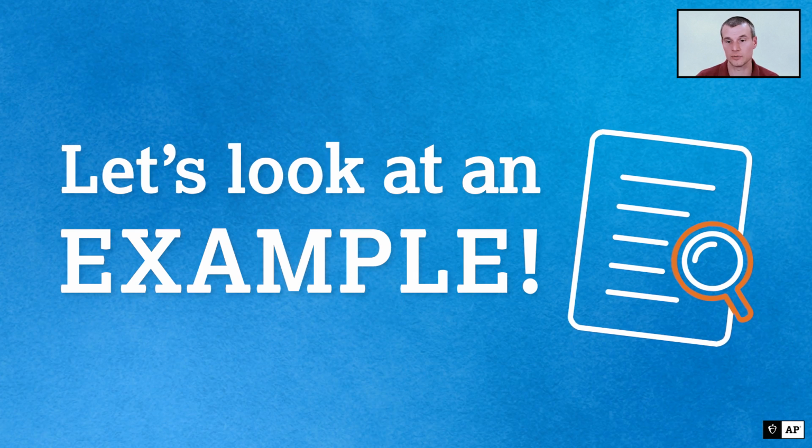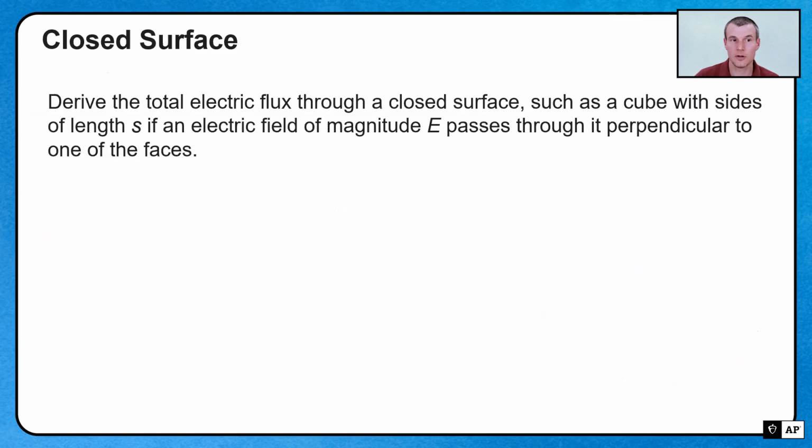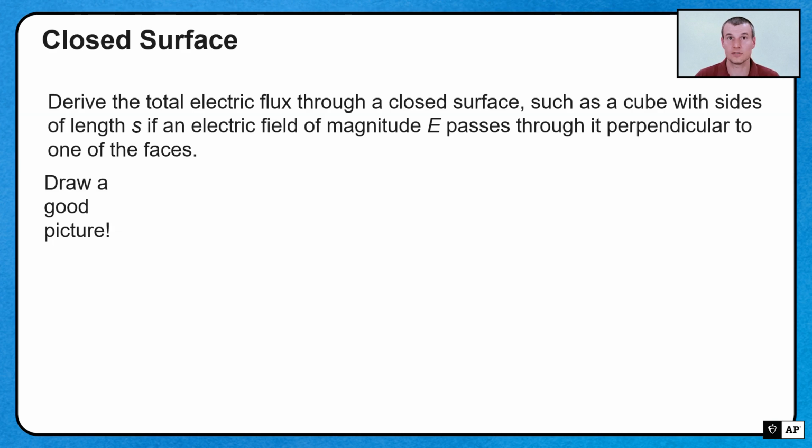So let's look at an actual example. In particular, we want to derive the total electric flux through a closed surface, such as a cube, with sides of length s, if an electric field of magnitude E passes through it perpendicular to one of those faces. If this is a question that was given to you, one of the first things you should do is draw a good picture. Drawing diagrams and having representations is essential to understanding physics problems. And I think you're going to see once we draw this, the answer might become clear to you.